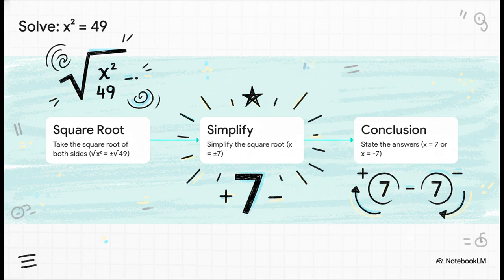Step 2. Now we simplify. What times itself equals 49? 7. So x equals plus or minus 7.